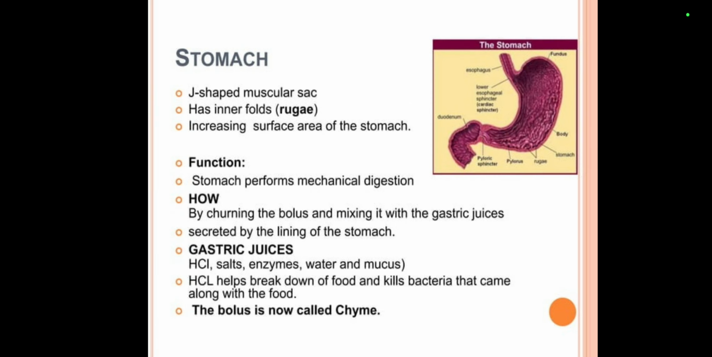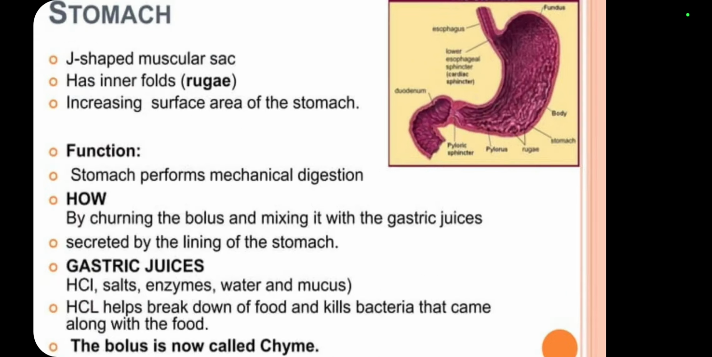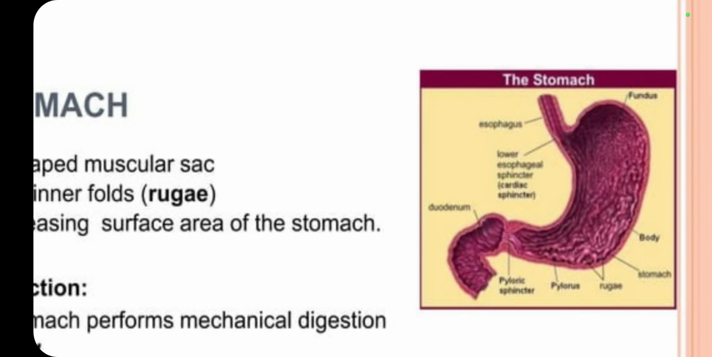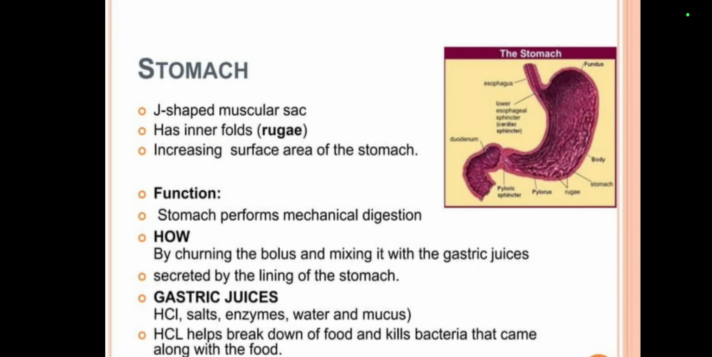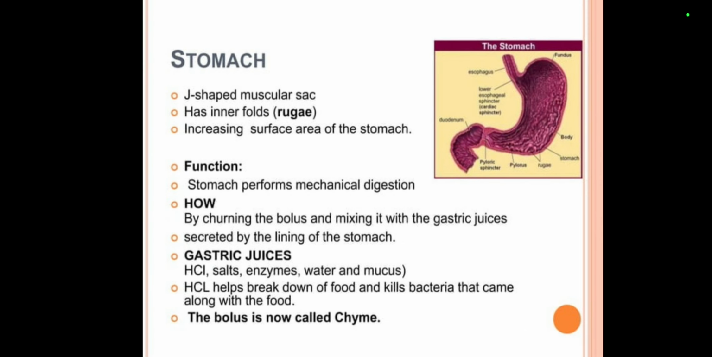So now let's move forward to the stomach. So the stomach is very well known. When we say digestive, the number one organ that we will always be reminded of is the stomach. The stomach is J-shaped, as you can see here. It's like the letter J. It is a J-shaped muscular sac. It has inner folds called rugae, which increase the surface area of the stomach.